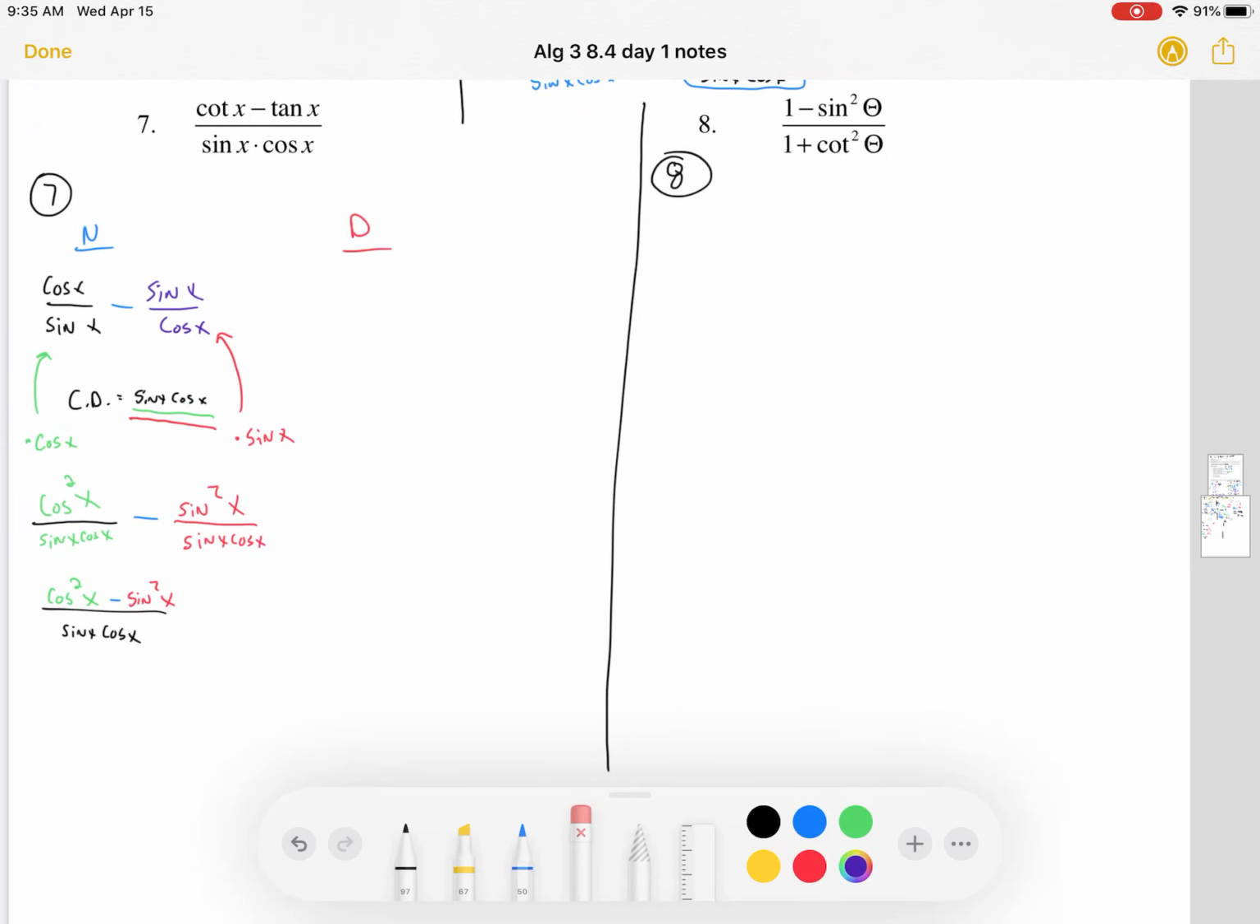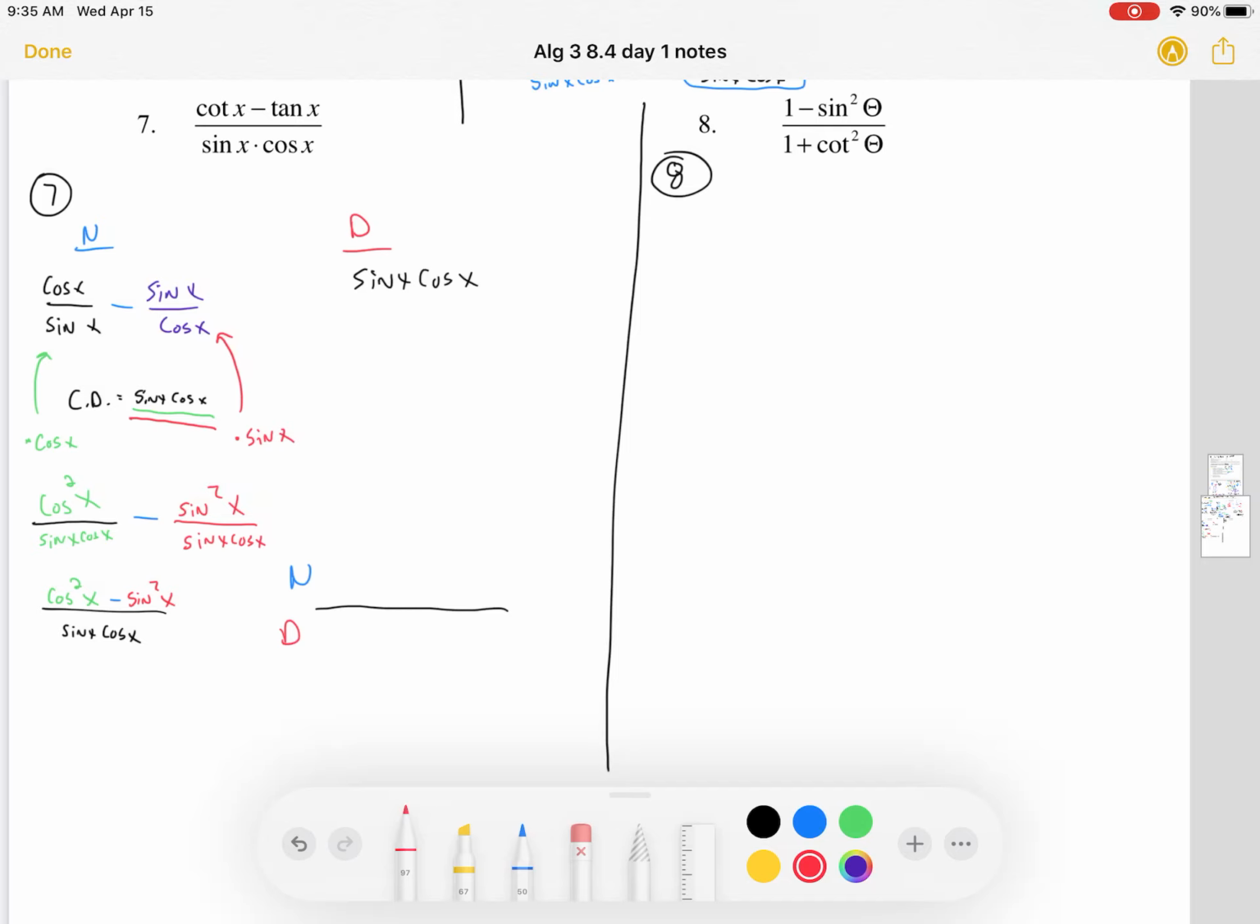On the denominator, we have sine x times cosine of x. That's already in terms of sine and cosine. So I can't really do anything with that, can I? So what I'm going to do is put everything, again, just like I did before, in terms of the numerator and the denominator.